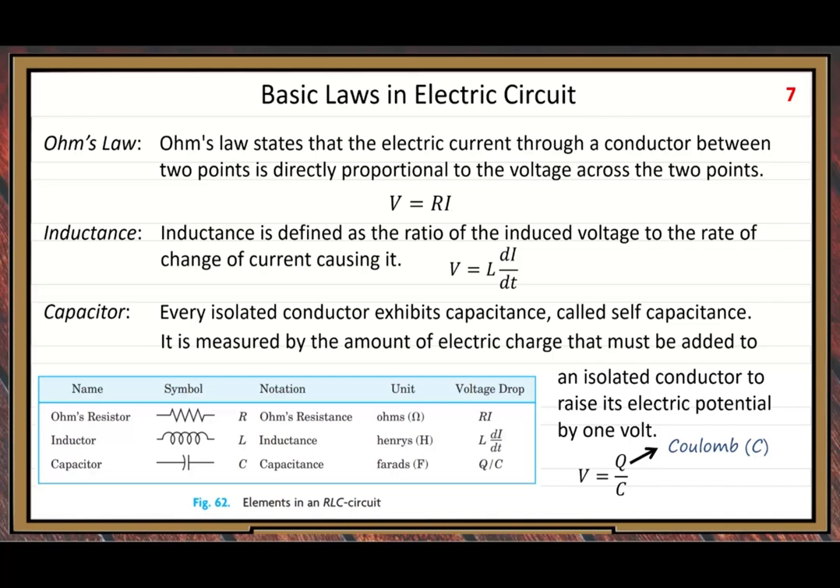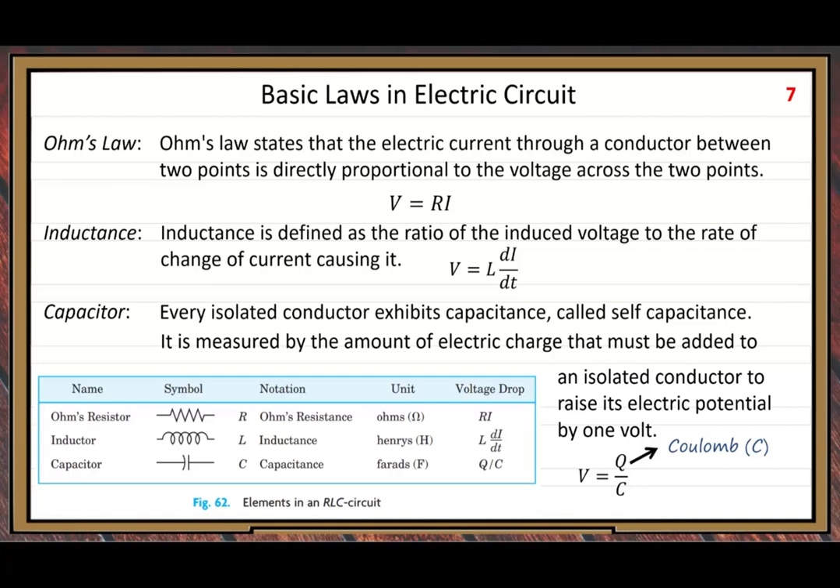So then Ohm's law tells us V equals R times I. Very simple, very famous, very useful. All right. The first one. Second, the third. Second, inductance.